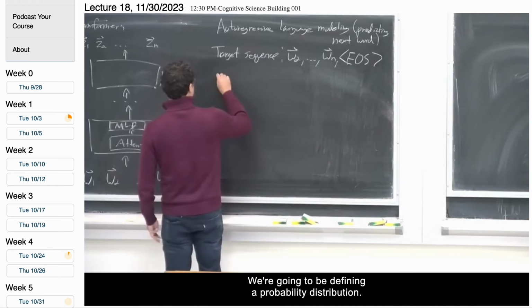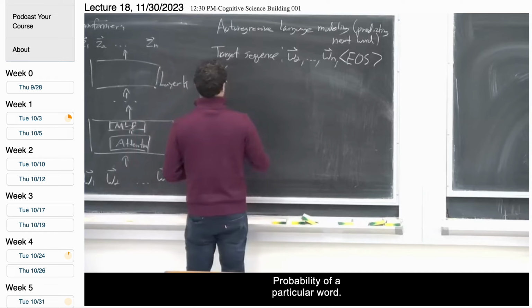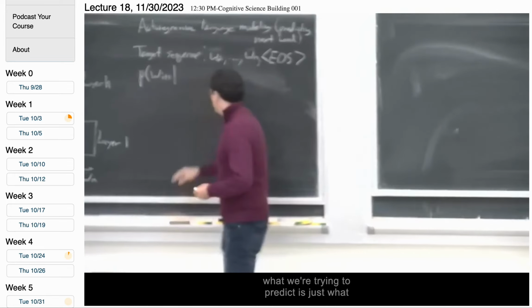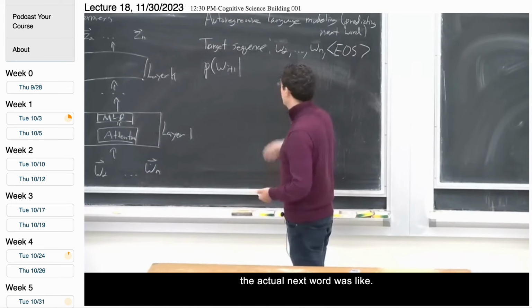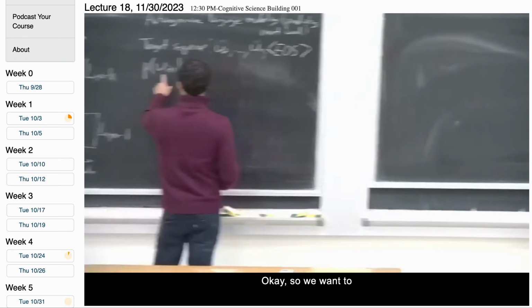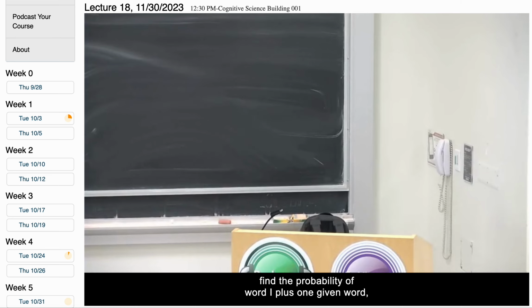And we're going to be defining a probability distribution. Probability of a particular word. Let's say probability of word i plus 1 given... Sorry, I made one small error here. The target sequence are not actually the vectors. They're not the word vectors. They're the words themselves. It's a small distinction, but what we're trying to predict is just what the actual next word was. Like this was the word banana. We want to predict the word banana. Okay. So we want to find the probability of word i plus 1 given word 1 up to word i.